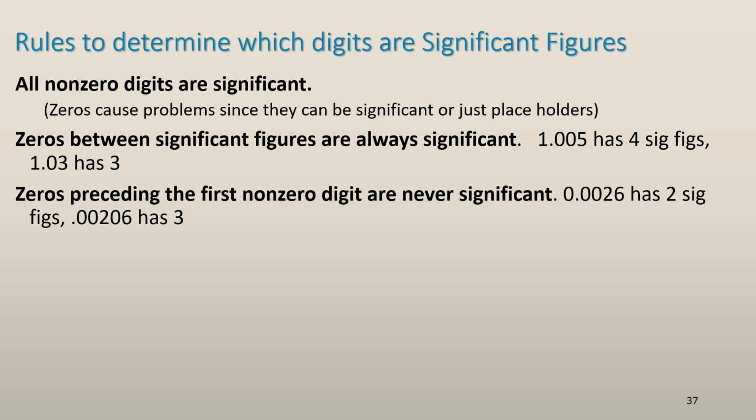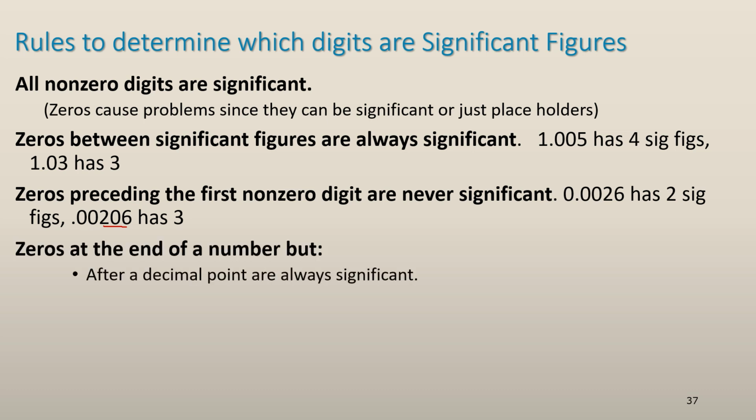If I have zeros preceding any non-zero digit, those are never significant. So in this case, these zeros are just placeholders. So I only have 2, 6. This has 2 significant figures. This number right here has 3 significant figures. So zeros between are significant, zeros before are never significant. So it's the zeros at the end that really give us the most trouble.